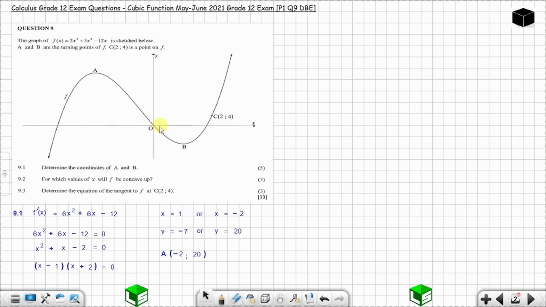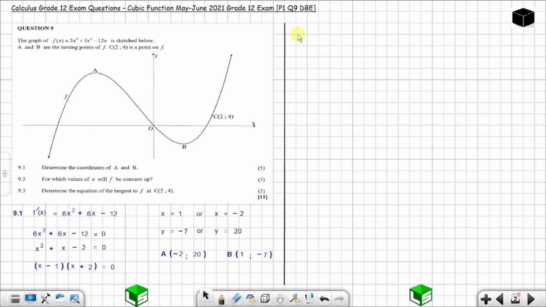And b is on the positive side. Okay, so the coordinates of b are going to be this and this. Because b is on the positive side, the x coordinate is positive. Okay, like this: 1 and negative 7. Okay, let's carry on. We are done with question 9.1.